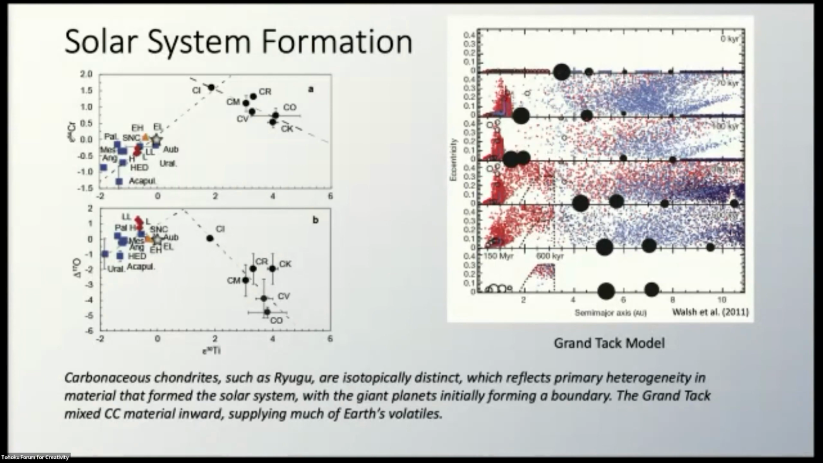The result is we get outer solar system material in the inner solar system, such as the asteroid Ryugu, which is a carbonaceous chondrite, but that formed in the outer solar system. So probably these carbonaceous chondrites are responsible for the fact that the Earth has water, for example.